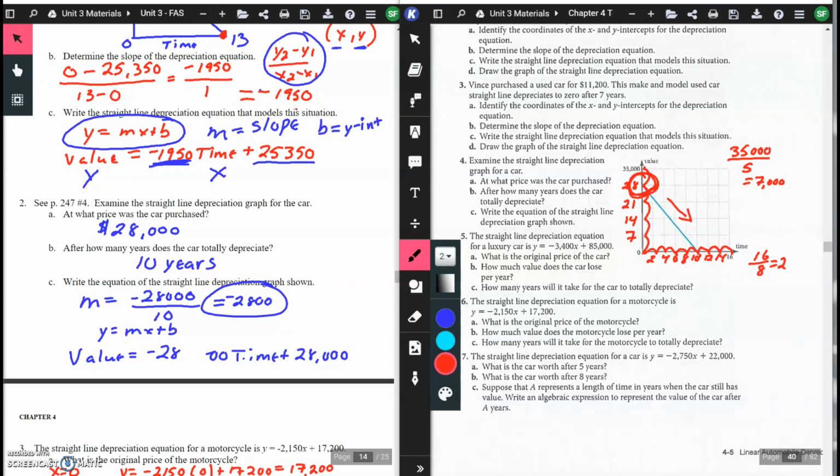So that's a little bit of review of math 1, 2, and 3 stuff that you've covered in every one of those lessons before. So slope and y-intercept equations.